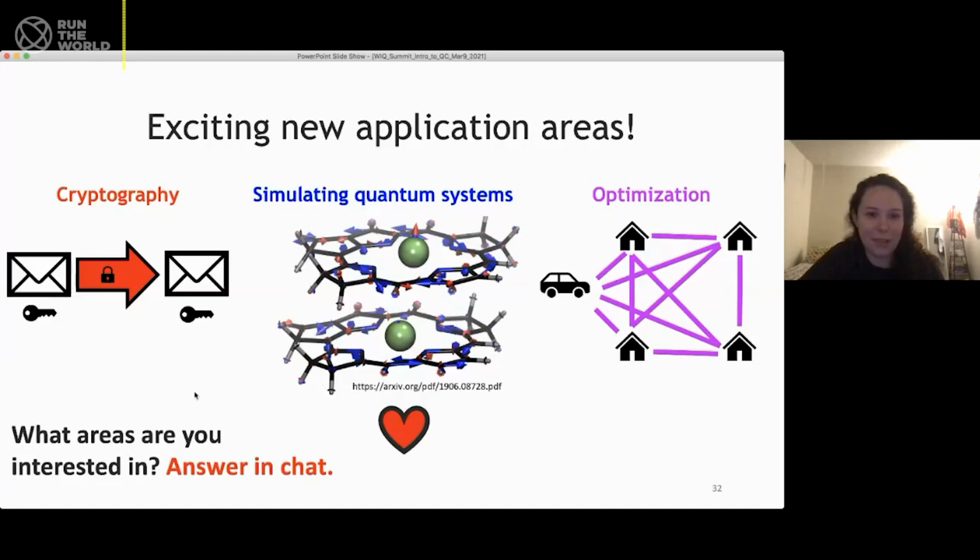What areas are you guys interested in? You can answer in the chat and get to know each other. Seeing a lot of optimization, machine learning, biology. So yeah, hopefully we'll get to hear some really good talks about all this stuff today. Cybersecurity, machine learning. Yeah, so all kinds of cool stuff.